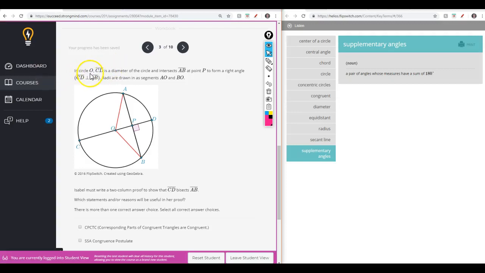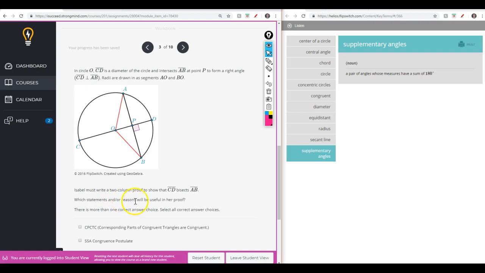Question 3. In circle O, segment CD is a diameter of the circle and intersects segment AB at point P to form a right angle. Segment CD is perpendicular to segment AB. Radii are drawn in as segments AO and BO. Isabel must write a 2-column proof to show that segment CD bisects segment AB.